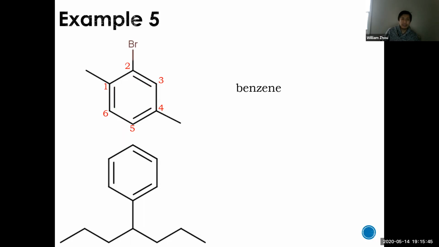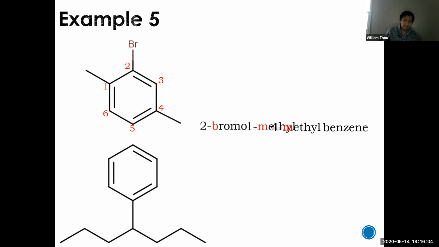So again, I told you, when you have a ring, it can be very confusing what is carbon 1. So you have to be very careful. You have to consider all the possibilities, make sure that you have the smallest set and you satisfied everything. So this is 1 methyl, 4 methyl, and 2 bromo. Putting it all together, that would be 2-bromo-1,4-dimethylbenzene. All right, sneaky question here. It all has to do with numbering. So make sure that on the test, you are very careful when you number a ring.